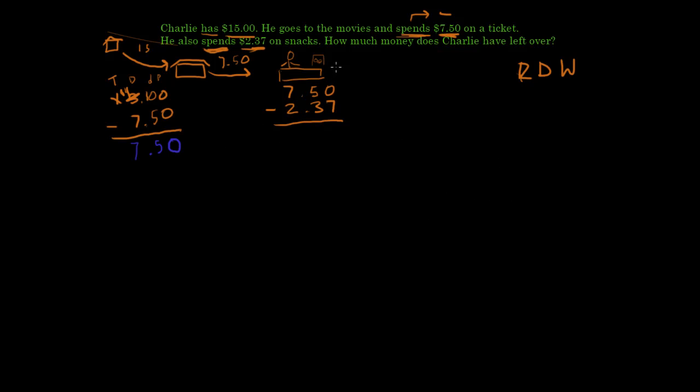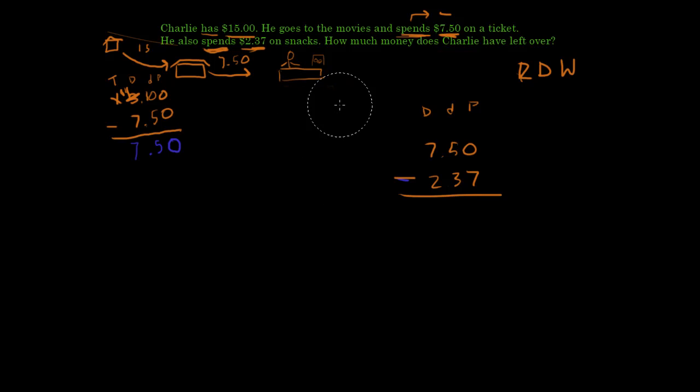Let me go ahead and erase this so that I have room to work. And let's begin. Actually, I'm going to bring this down a little bit so that we have some more room. $7.50 minus $2.37. We have here again our pennies column, our dimes column, and our dollars column. And looking at our pennies column, we see that we are going to need to borrow from our dimes column in order to subtract. We can't take away 7 pennies from 0 pennies.